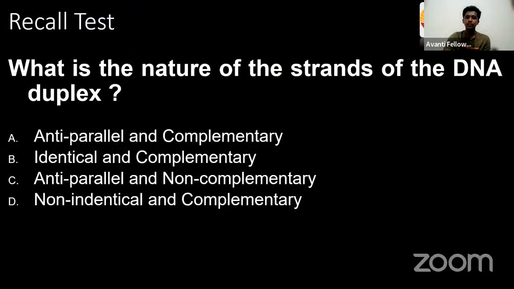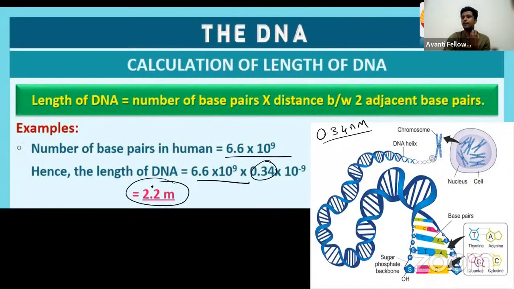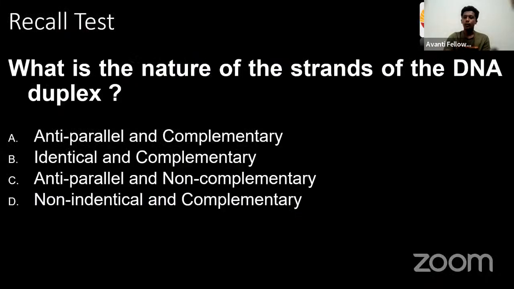Now imagine the structure of your cell and then try to correlate it with the length of the DNA. It might confuse you, how this big structure is even present in your cell, right? Before we go into where the DNA is present and how it is packed, let us solve one more question. What is the nature of the strands of the DNA duplex? You have 4 options: anti-parallel and complementary, identical and complementary, anti-parallel and non-complementary, non-identical and complementary.